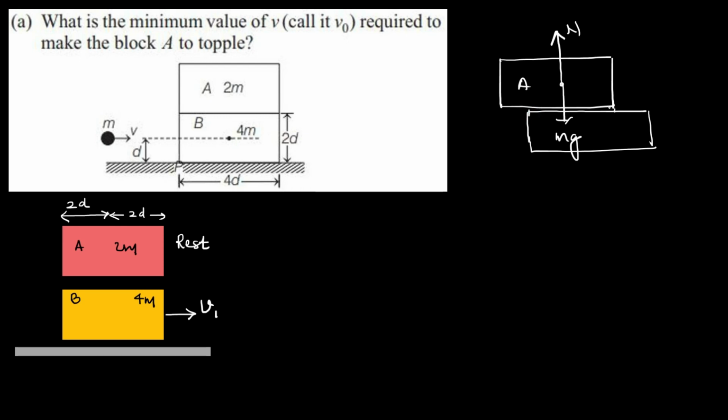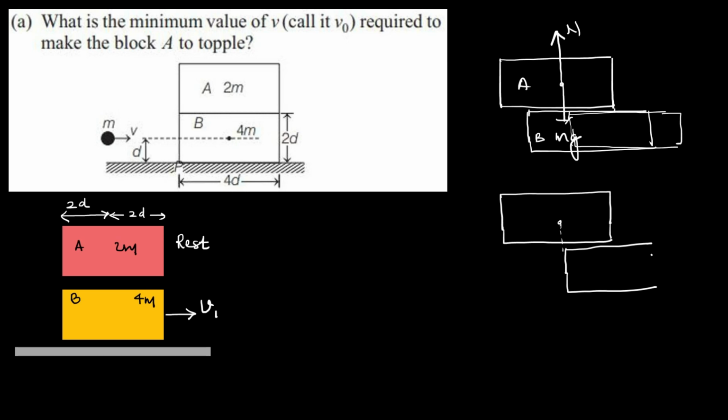Now the normal reaction can only act here, and once B, the lower mass, reaches exactly this point just below the center of mass of A, at this moment the normal reaction and mg are still on the same vertical line. But just after B crosses the middle point, the normal reaction can only be within the base.